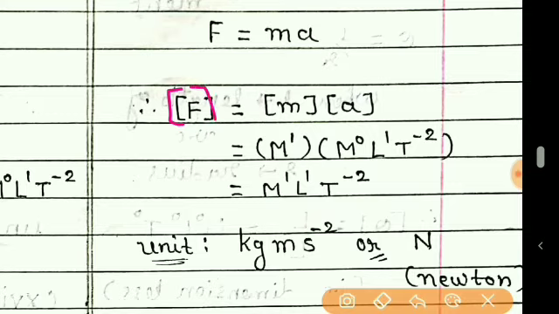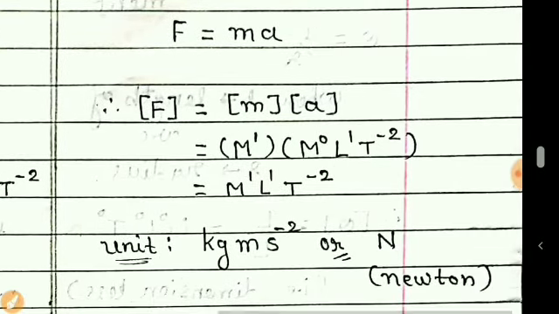Dimensional formula of force is equal to dimensional formula of mass into dimensional formula of acceleration. Dimensional formula of mass is M raised to 1, and for acceleration it is M⁰ L¹ T raised to minus 2. From where do we obtain this? We obtain this from here. Already we have the dimensional formula of acceleration, so we can directly use it.